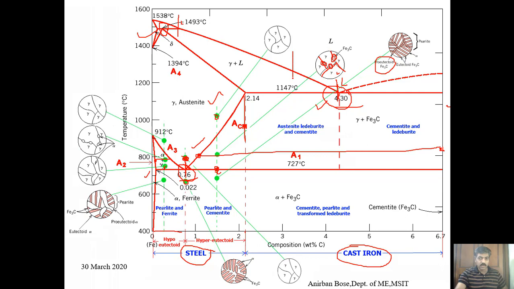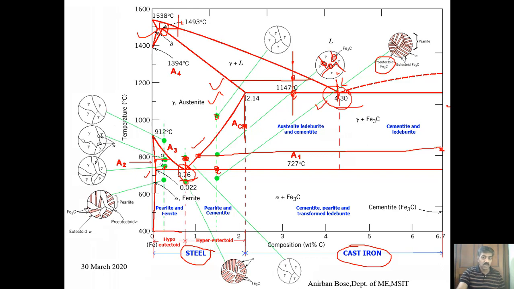But if you cool from this side, then what will happen? Here it is liquid, the whole thing is liquid. Here gradually the pro-eutectic phase will form. What will be the pro-eutectic phase? The pro-eutectic phase is austenite. So pro-eutectic austenite will be there. But when it comes to this position, the liquid portion that will remain there, other than the pro-eutectic austenite, will have the composition 4.3%. So if you go further down, then that liquid will be converted into ledeburite.